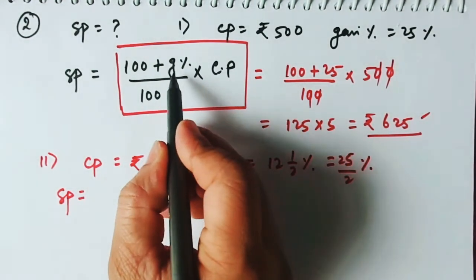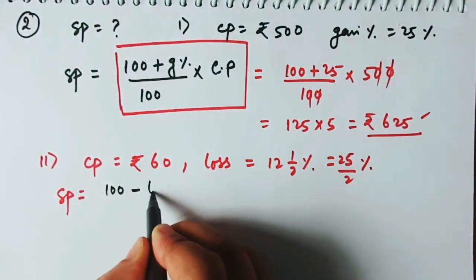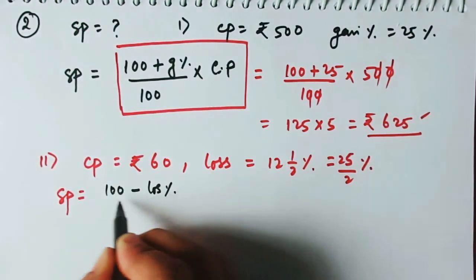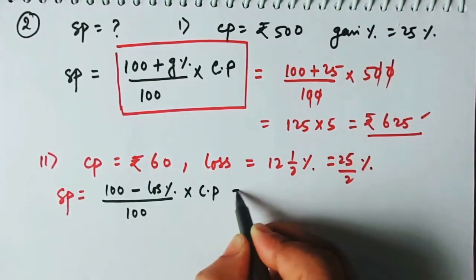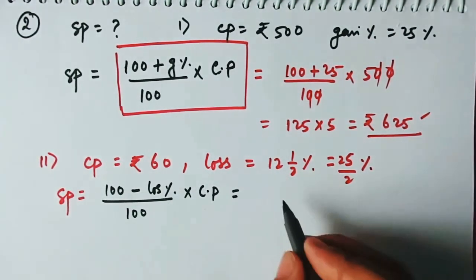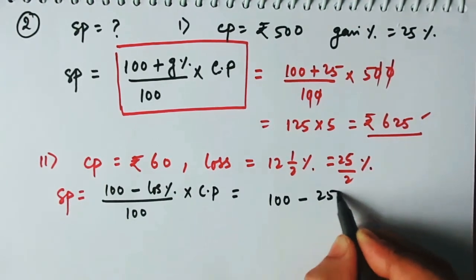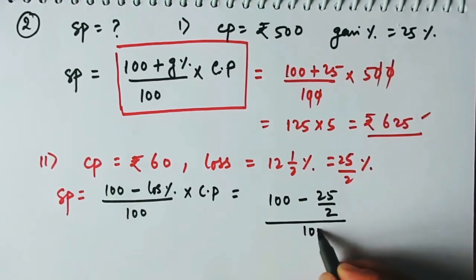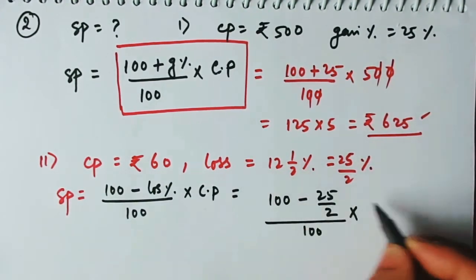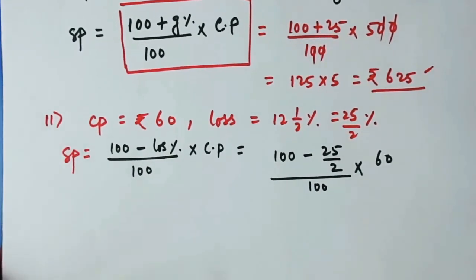Selling price is 100 minus loss percent by 100 into cost price. So a small calculation is there. Have a look: 100 minus 25 by 2, divided by 100, into cost price, that is 60. Shall we continue solving it?